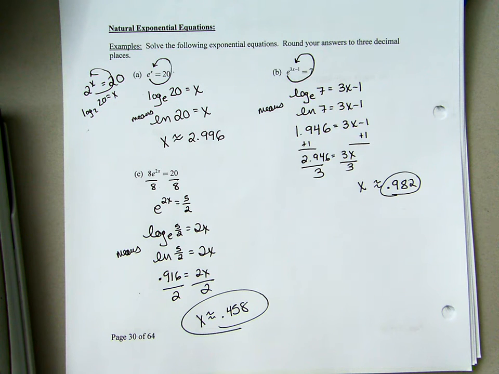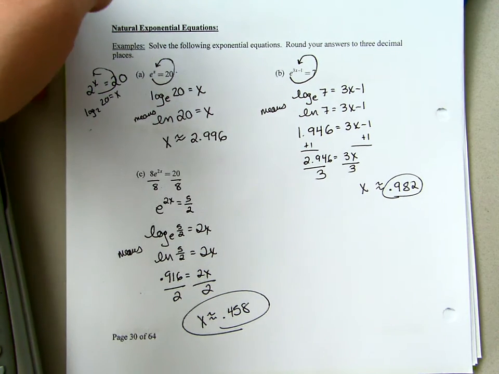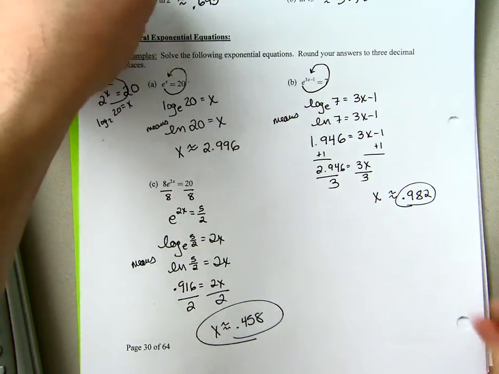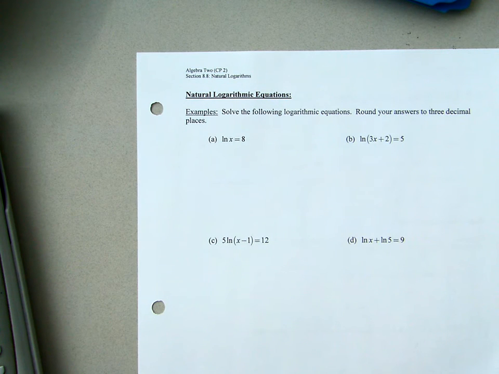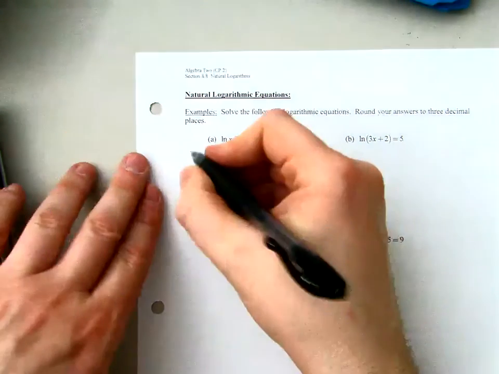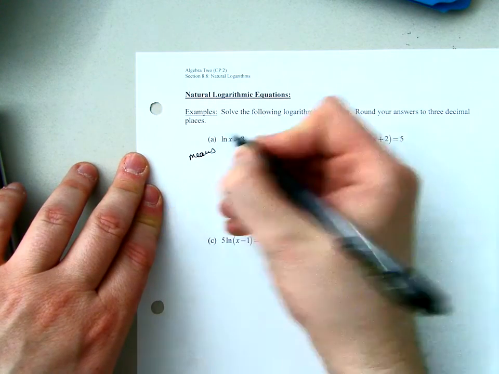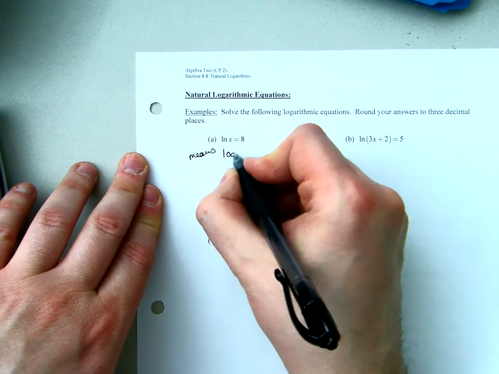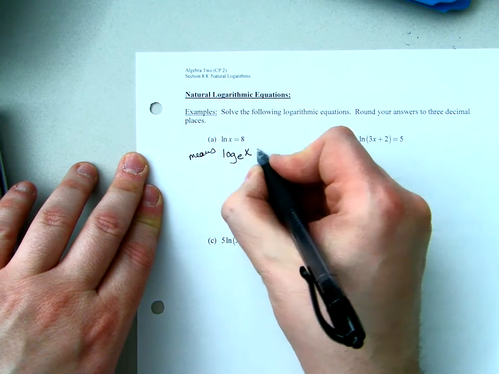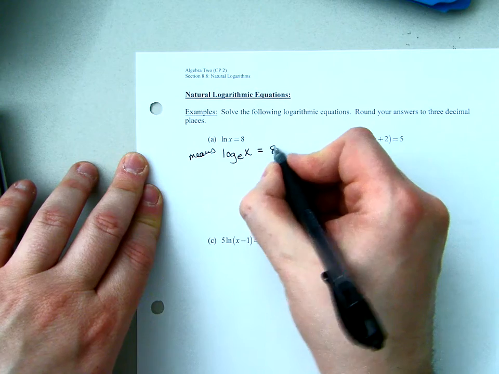We now need to look at equations that already have natural logs in them. That actually is really not going to be a big deal either. Letter A on the next page. We already have a natural log. What I'm going to do for this first problem is just write out what natural log of x means. Natural log of x means the same thing as a log with what base? 10. No. E. Natural log of x means the same thing as log base e of x equals 8.